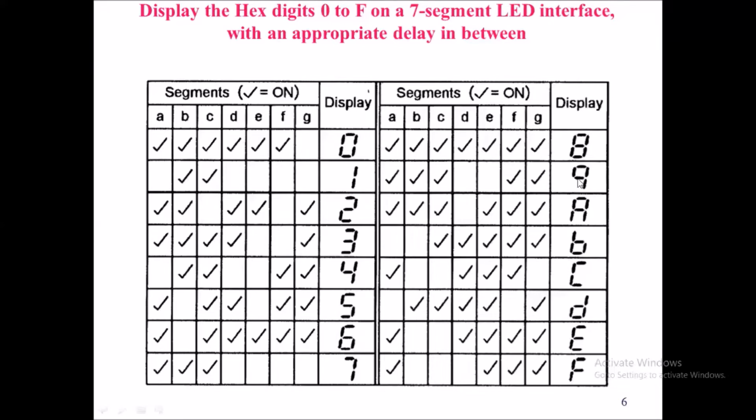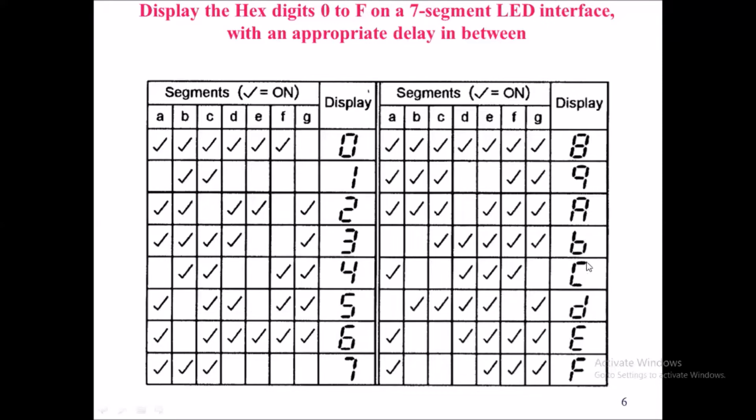So if you want to display 9 on the 7 segment display, then we need to select segment A, segment B, segment C, segment F, and segment G. Then coming to the alphanumeric characters, we can display alphanumeric characters from A to F. If you want to display A on the 7 segment display, then we need to select all the segments except D. Then only A can be displayed.